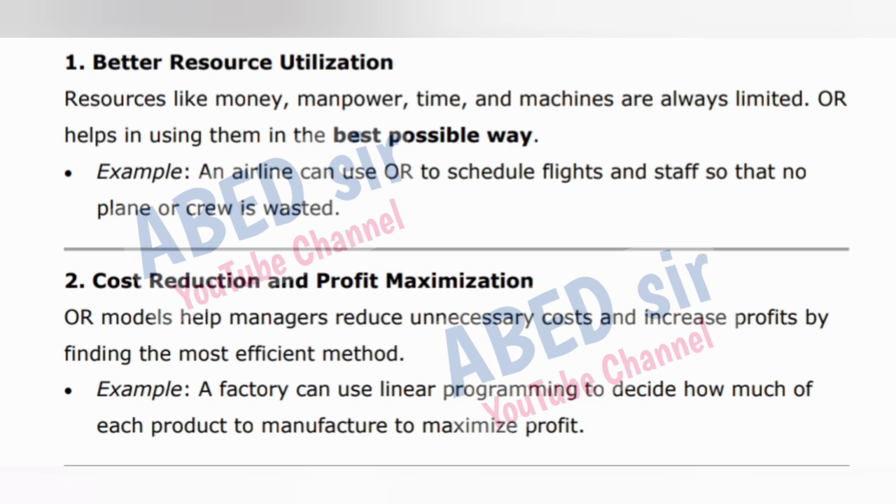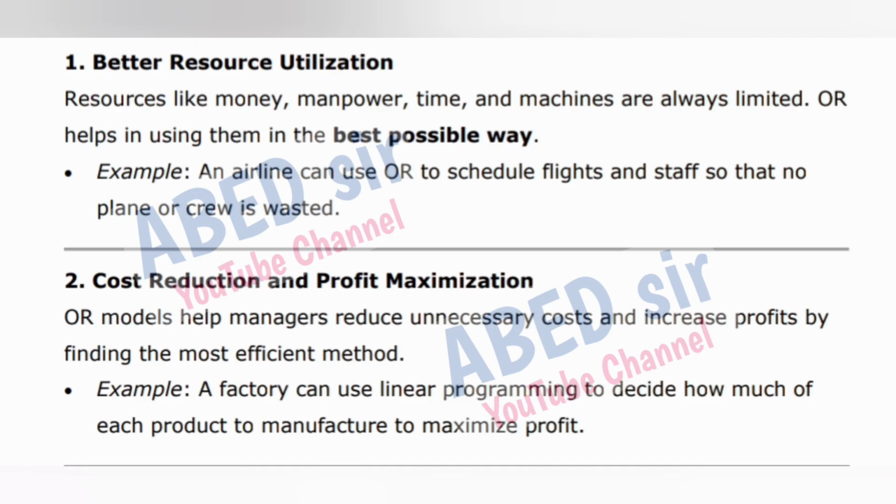1. Better resource utilization. Resources like money, manpower, time, and machines are always limited. OR helps in using them in the best possible way. Example, an airline can use OR to schedule flights and staff so that no plane or crew is wasted.